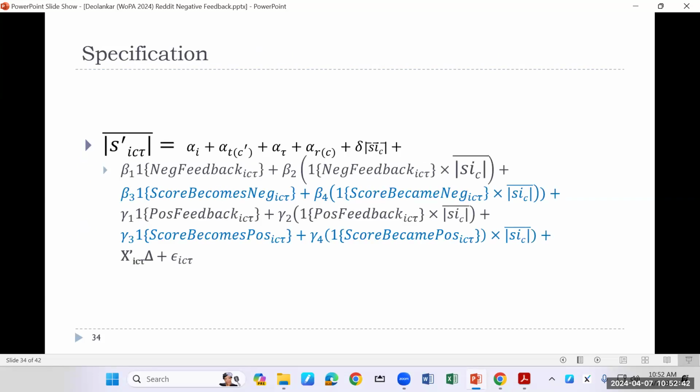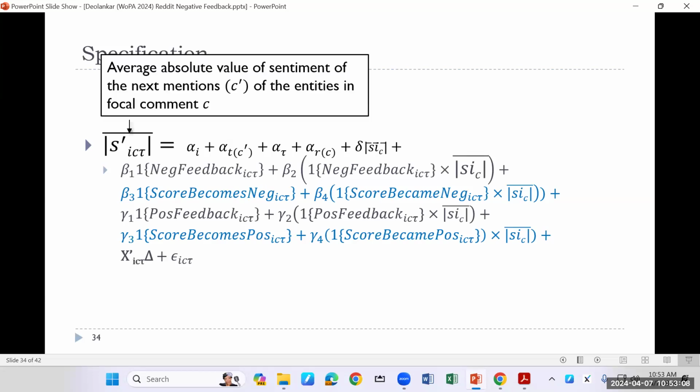Now again, we are operationalizing the same idea, which is that changes in score of the original comment are likely to be more salient or perceived more strongly when that score crosses a threshold. So here we make use of the sign change threshold in the score of the original comment. Because remember, I told you that displayed score of the comments can be negative on the platform. So we use that idea where our dependent variable is the intensity of the first next mention of the salient entities in the original comment.